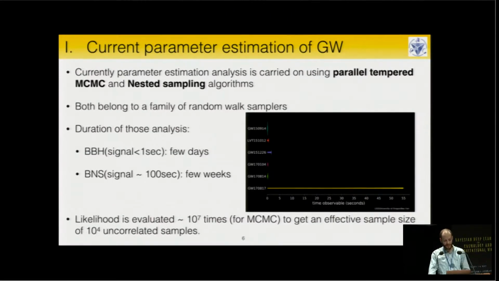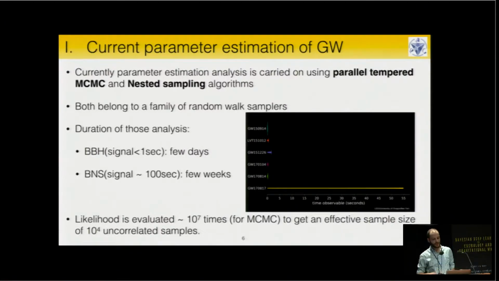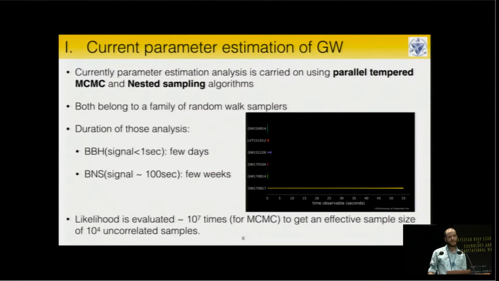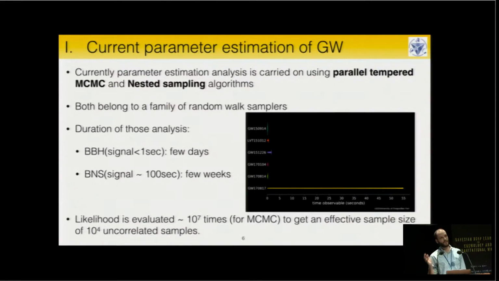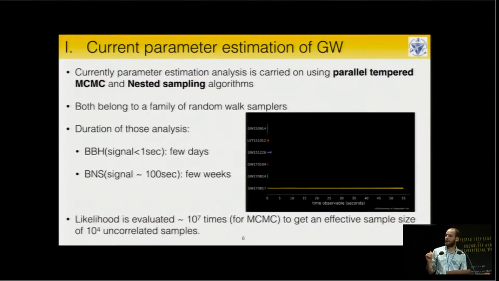Currently, parameter estimation analysis is carried out using parallel tempered MCMC and or nested sampling. Both of them, and it's quite important, are random walk samplers. The duration of the analysis can range from a few days to a few weeks, depending on the source that you're dealing with. For BBH, binary black hole, it's going to be a few days, and binary neutron star is going to be a few weeks.